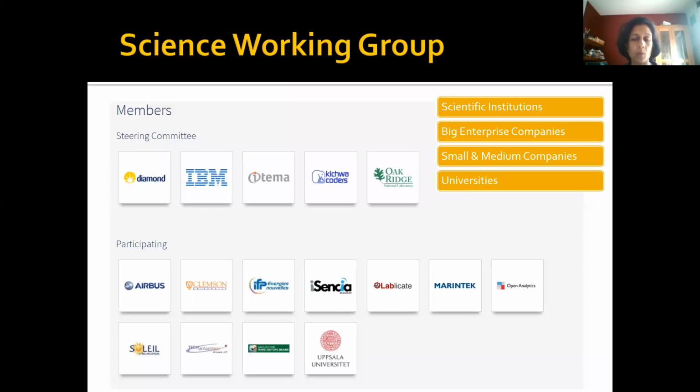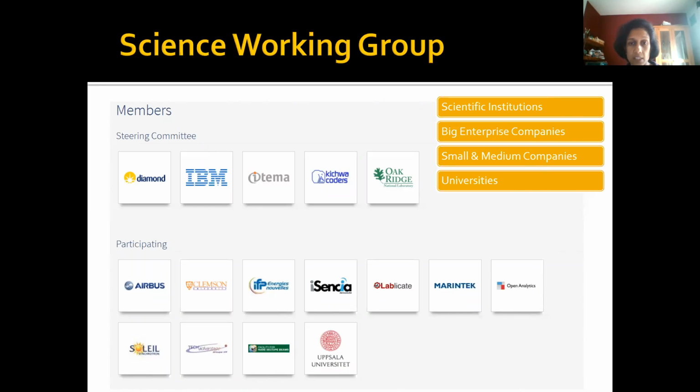And one of the things I really love about this group is that we have such a diversity in our members. So we've got scientific institutions like Diamond Light Source and Oak Ridge National Labs, based in the US. Then we've got big enterprise companies. So take, for example, IBM, and we've got Airbus, who are in France, and we've got their flight physics department who are doing some really interesting stuff. So that falls in the scientific domain. And then we've got the small and medium companies like myself, and we've got a number of universities.